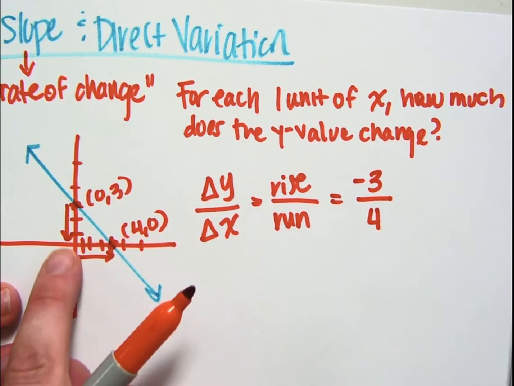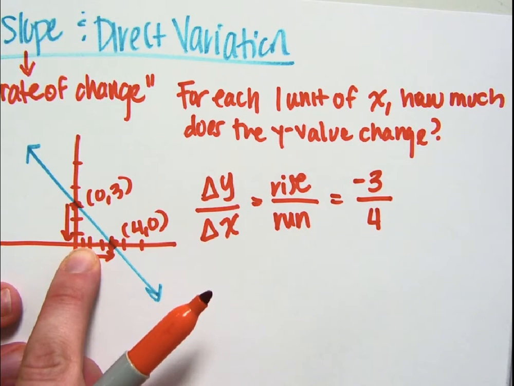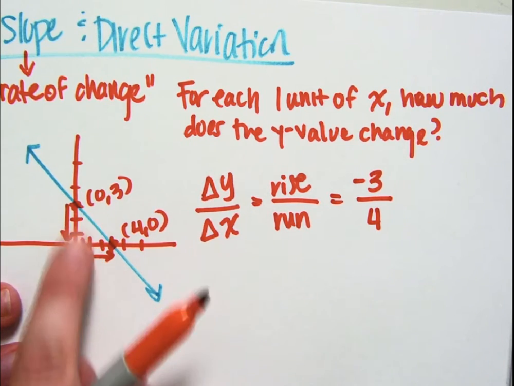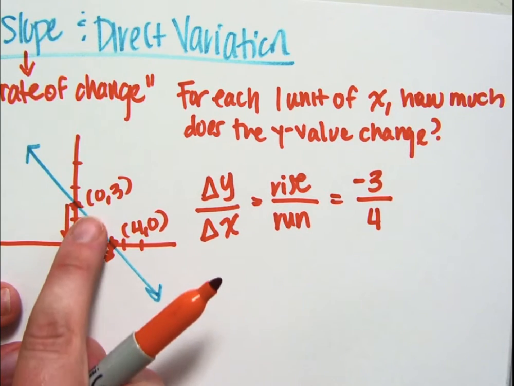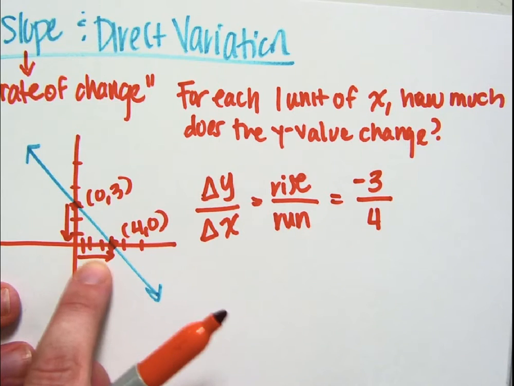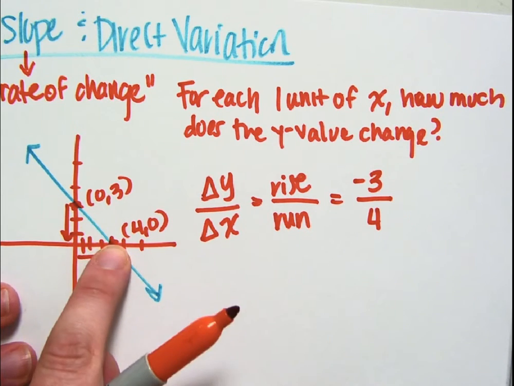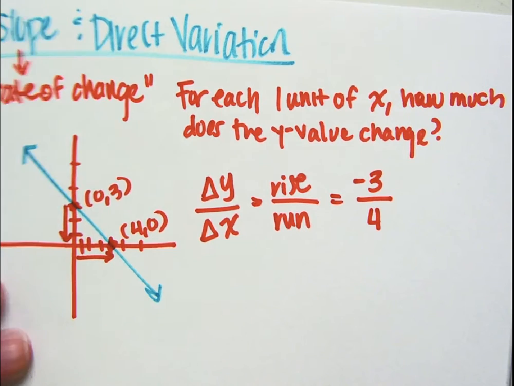What that means is for each 1 unit horizontally we're changing, the y value goes down 3/4. For each 2 units, it's going to go down 6/4, or 1.5 units. Eventually, going over 4 units, that's where we get that it's dropping 3 units.